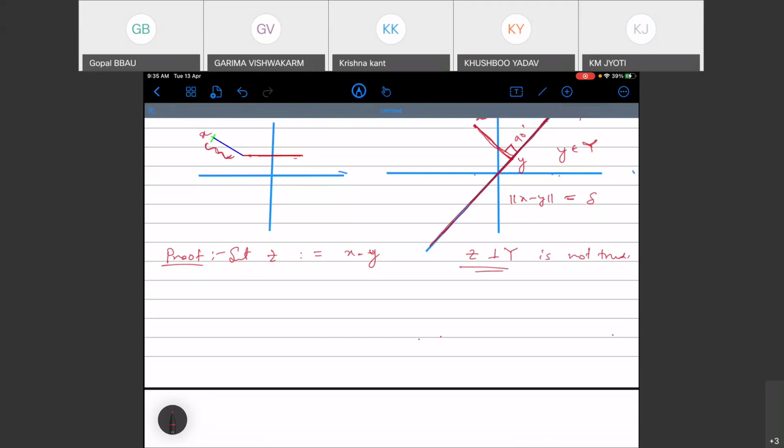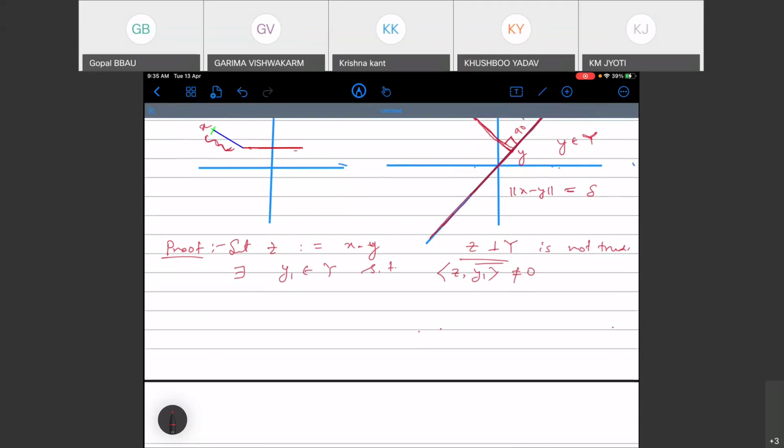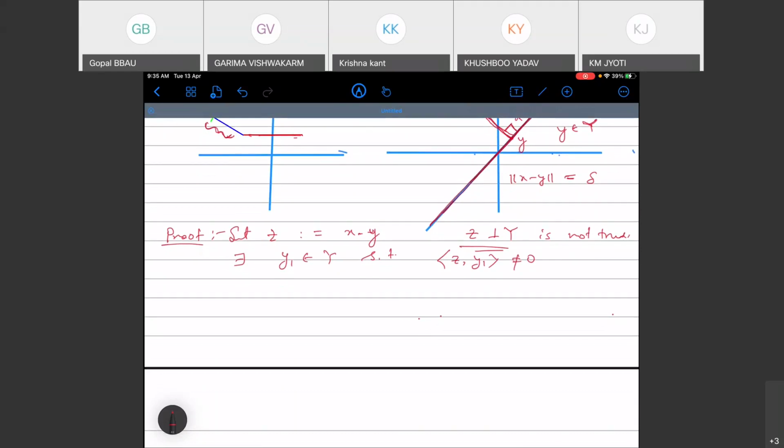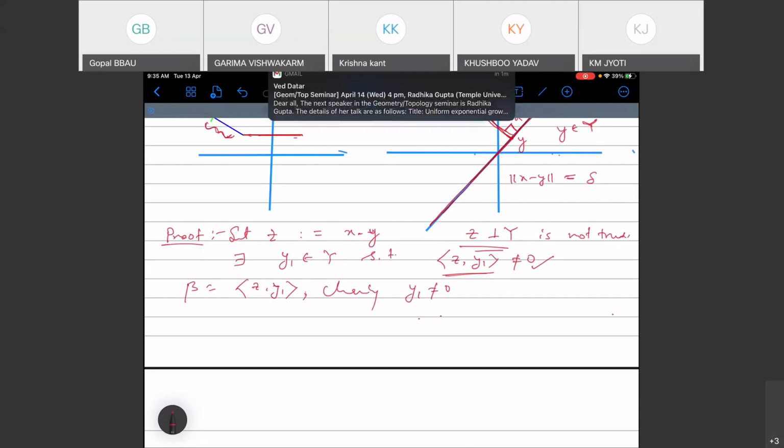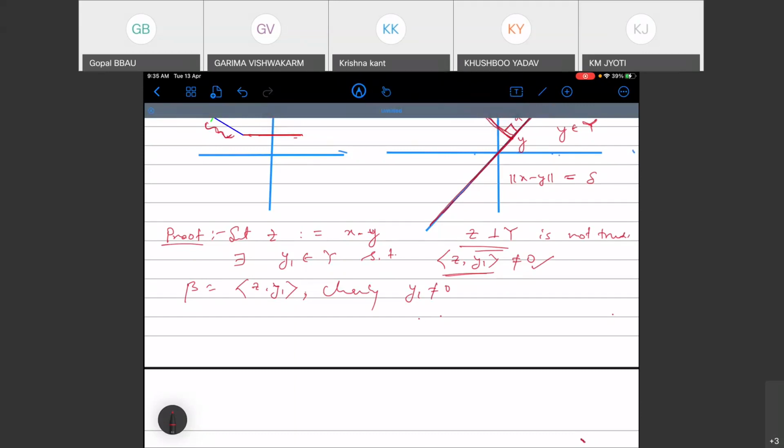So if this is not true, by definition, this means there exists a vector y1 in Y such that this inner product is non-zero, correct? So this gives some scalar, call that scalar beta, and since this is non-zero, y1 is non-zero. Clearly y1 is non-zero. Otherwise, if y1 is 0, then this inner product would be 0.